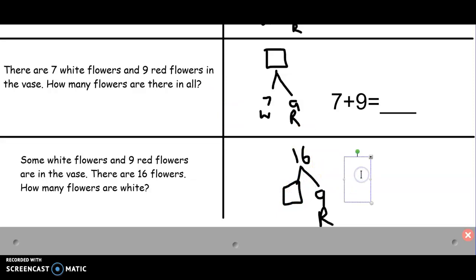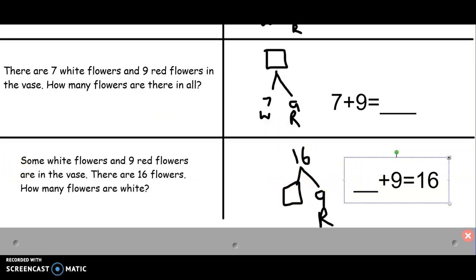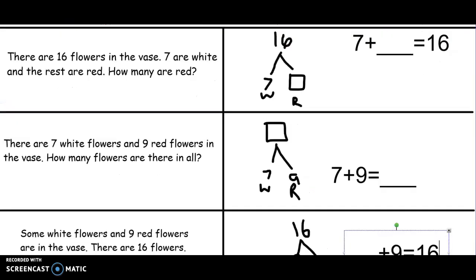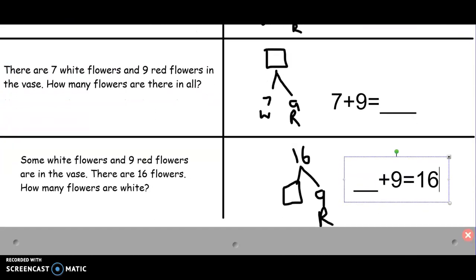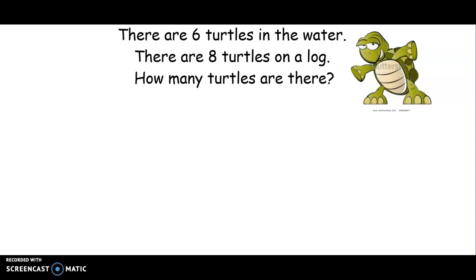Our equation would say some number, which we don't know what number that is, plus 9 equals 16. Okay, so you can figure that one out. Again, all these equations are related. We just are missing different elements of each one. And that's going to be our focus today.